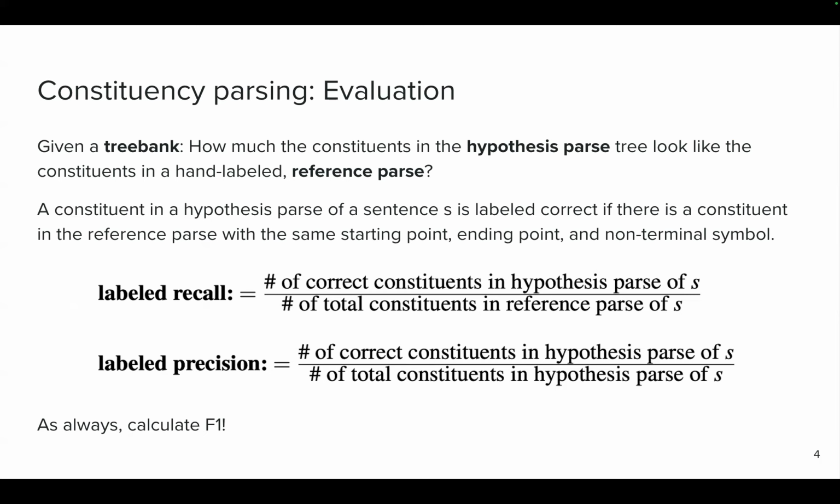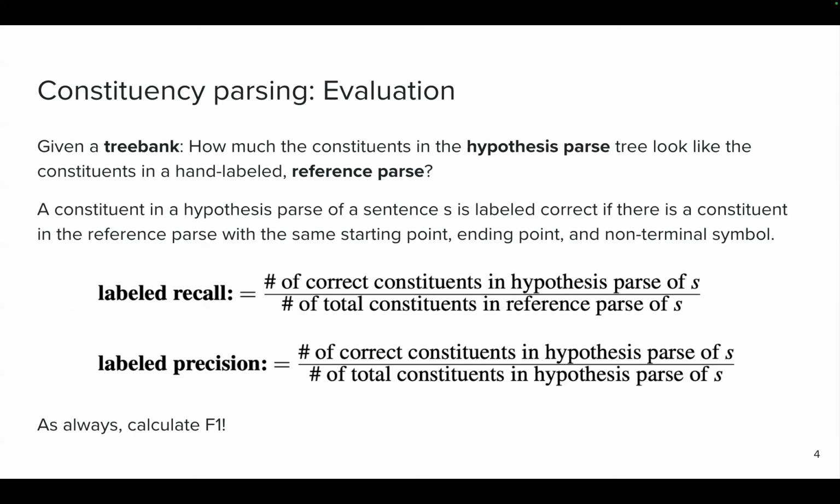And what you want to know, now that you have developed an algorithm for constituency parse trees, is how good your constituents are. And to do that, you are going to check how much the constituents in your hypothesis parse tree, the one you have generated, look like the constituents in a hand-labeled reference parse. And we'll say that a constituent in a hypothesis parse of a sentence S is labeled correct if there is a constituent in the reference parse with the same starting point, ending point, and non-terminal symbol.